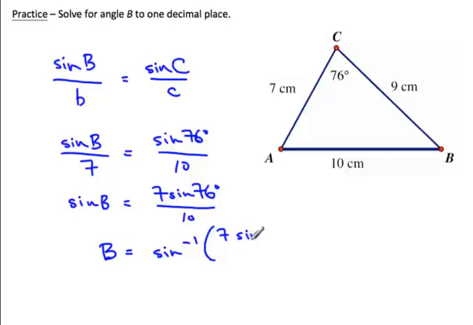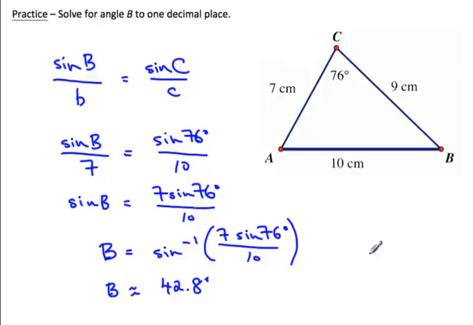So you want to find the sine inverse of sine 76 over 10. And if you let your calculator do all of this, putting in brackets so that it evaluates it appropriately, you don't have to worry about the rounding. And you should get that b is approximately equal to 42.8 degrees. So that's an introduction to the sine law.